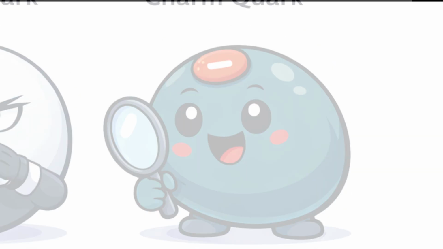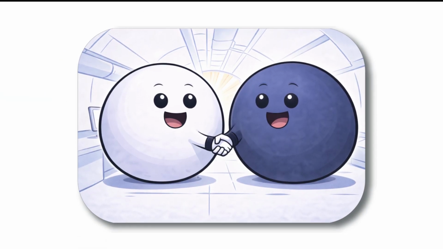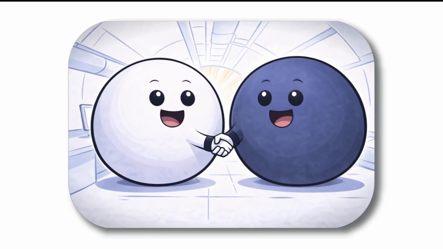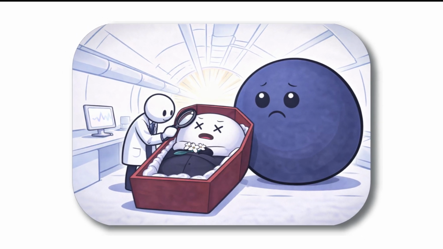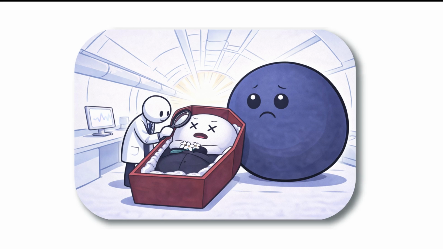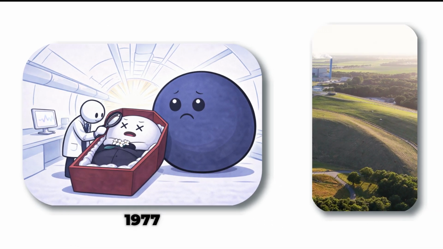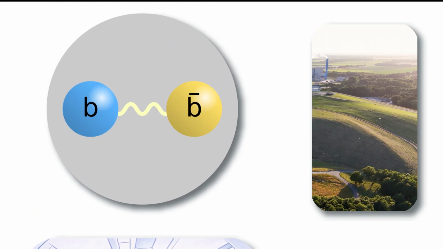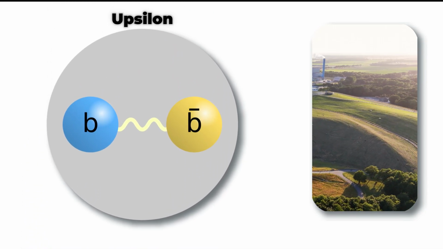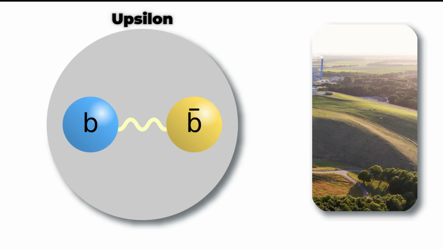Bottom quark. Bottom quarks are heavy particles from the same generation as the top quark, though they survive long enough to be studied in much more detail. They were discovered in 1977 at Fermilab when a team led by Leon Lederman found a new particle called the upsilon, which was made of a bottom quark and its antimatter partner.